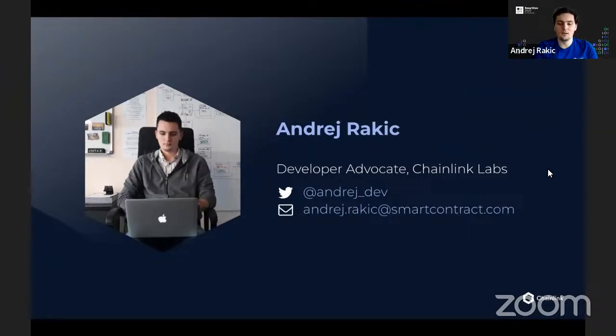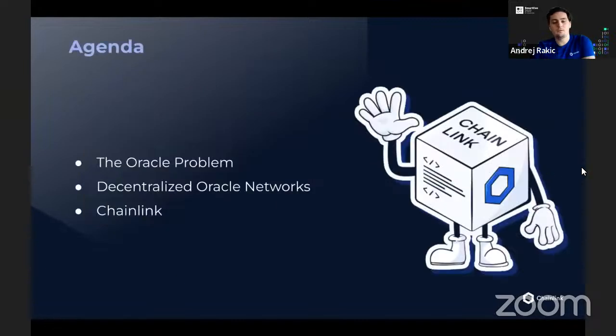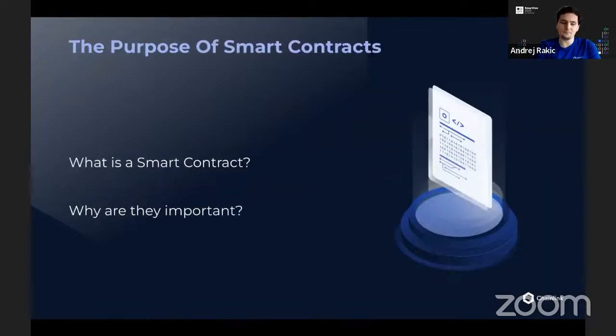Okay, so the agenda I briefly mentioned. Today our three main topics will be the Oracle problem, decentralized Oracle networks, and at the very end, the Chainlink protocol itself.